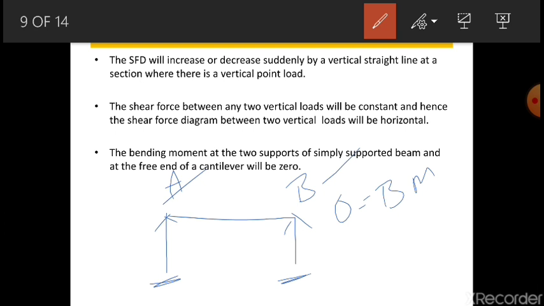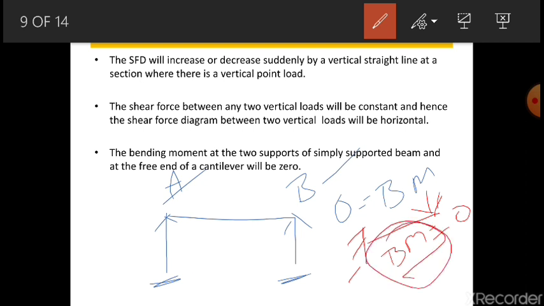Okay, and the free end of the cantilever, it is the free end. This is your fixed end and this is your free end. If there is a load also, or if there is no load also, shear force will be there, but the bending moment will be 0. So in the two cases the bending moment will be 0. That is, at the ends of the simply supported beam and at the free end of the cantilever, bending moment will be 0, not shear force, it is bending moment.